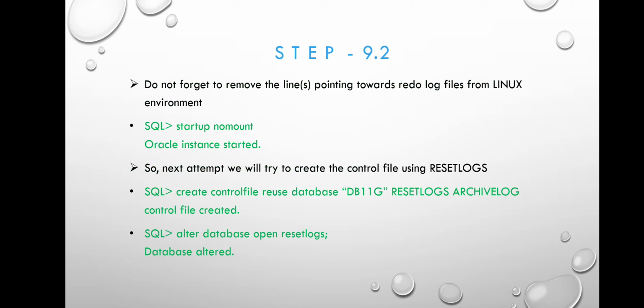Step 9.2. Now edit the control file create command and change all Linux paths to new Windows paths for database files. Now start the DB with nomount. Now run the create controlfile command which you corrected. Now open the database with resetlogs by running the command as mentioned. You can see the commands written there. You can just type the same, just change the parameters like you have.